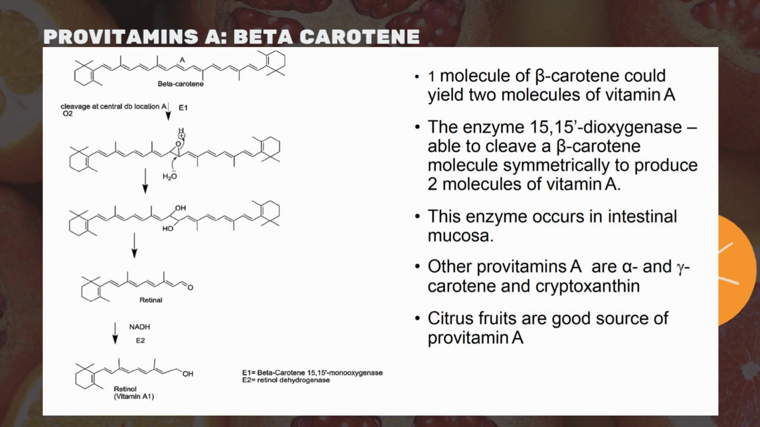As mentioned in the previous table, beta-carotene is a provitamin for vitamin A. What is a provitamin? It is a compound which is not a vitamin but can be converted in the body to a vitamin. In this figure, 1 molecule of beta-carotene could yield 2 molecules of vitamin A. The enzyme 15,15'-dioxygenase can cleave a beta-carotene symmetrically to produce 2 molecules of vitamin A. This enzyme occurs in our intestinal mucosa. Other provitamins are alpha and gamma-carotene and cryptoxanthin.